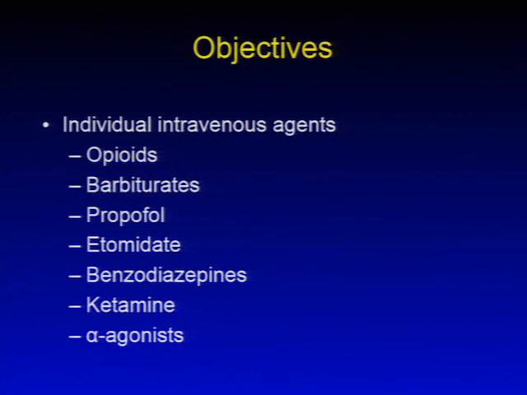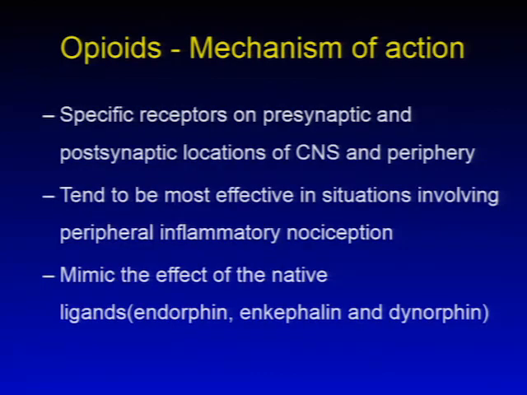The objectives will be to look at these individual intravenous agents: opioids, barbiturates, propofol, etomidate, benzodiazepines, ketamine, and alpha agonists. The opioids, the mechanism of action: there are specific receptors on presynaptic and postsynaptic locations of the CNS and the periphery. They tend to be most effective in situations involving peripheral inflammatory nociception, and they mimic the effect of the native ligands, so the endorphins, the enkephalins, and the dynorphins.